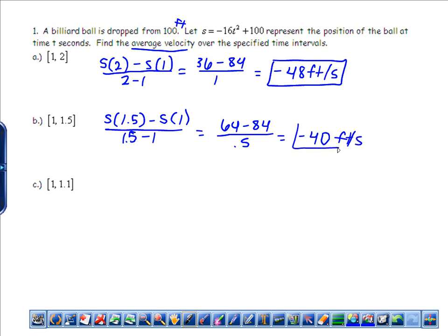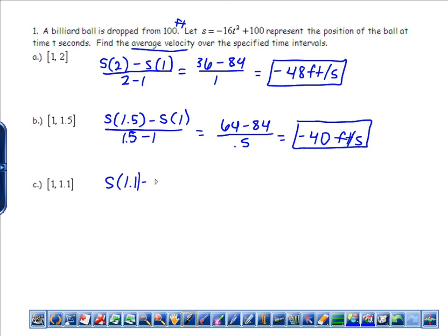And this should make sense that the speed here is less because it's a smaller increment. We're getting closer to the beginning, and we know the speed is going to speed up as time goes on. So this number should be decreasing. All right, and so you probably can figure out what we're going to do for the last one.